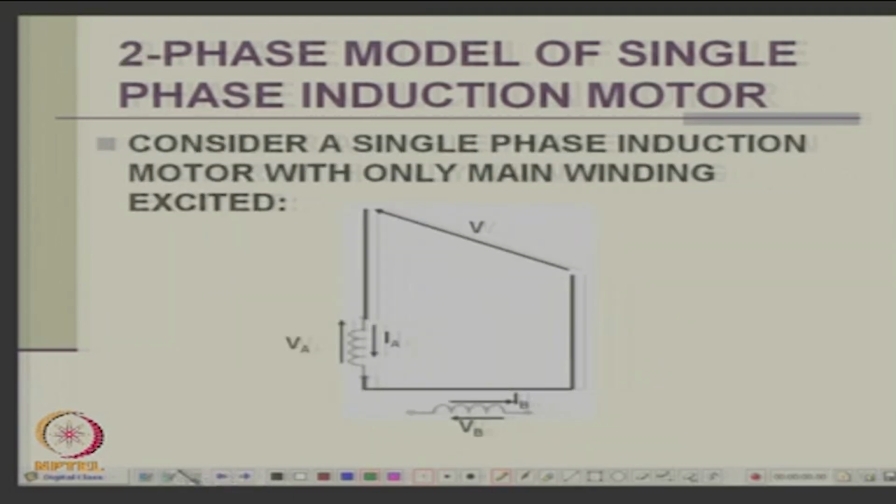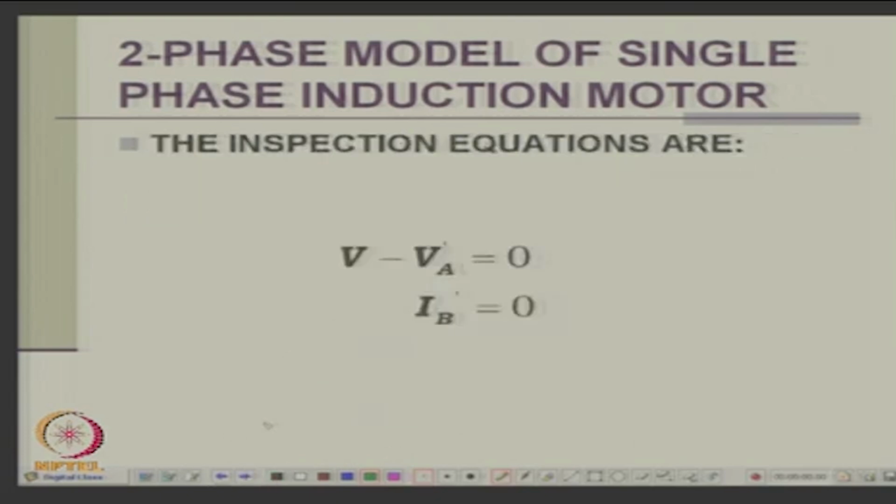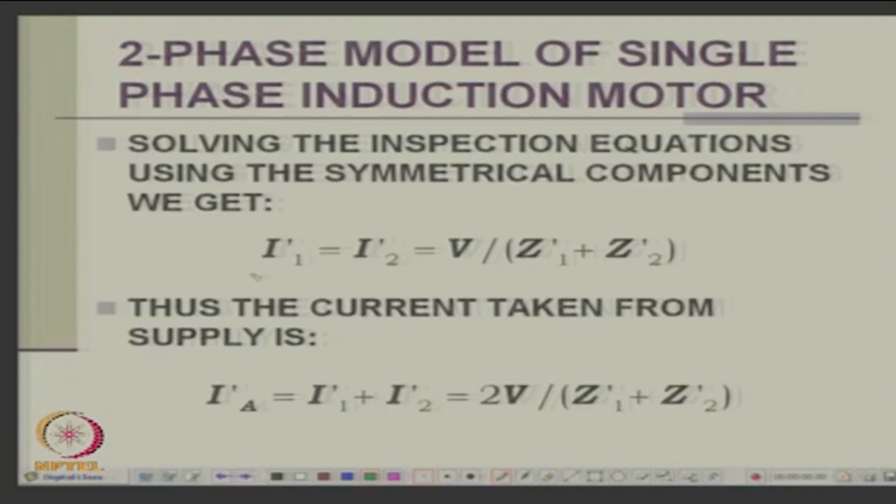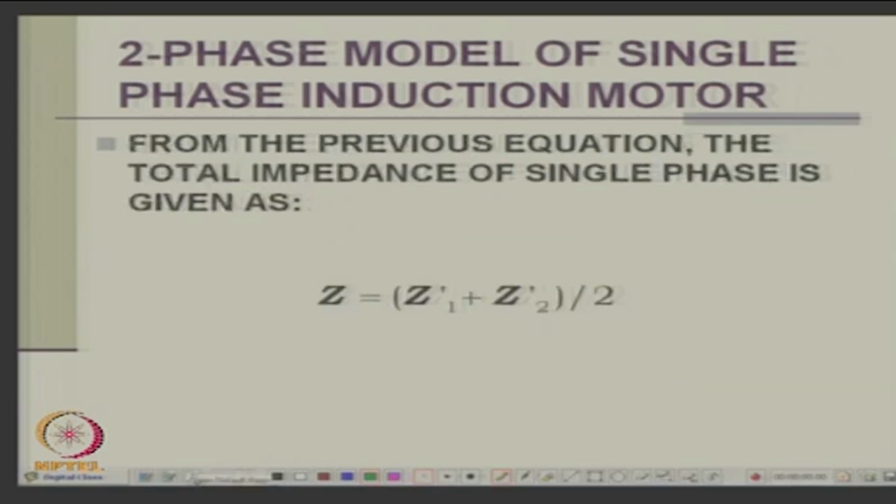Now, if you have a 2 phase model where only one phase is excited, then we say I B equal to 0 and V equal to V A. Then again we did the same thing, with V A dash and I B dash equal to 0, and we got the expression I 1 dash equal to I 2 dash equal to V over Z 1 dash plus Z 2 dash. And I A dash, the current in the A phase, will be equal to I 1 dash plus I 2 dash, which is 2 V over Z 1 dash plus Z 2 dash.